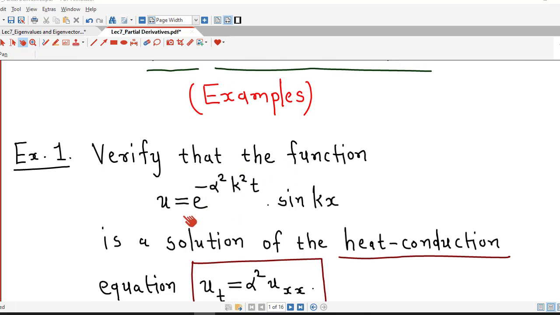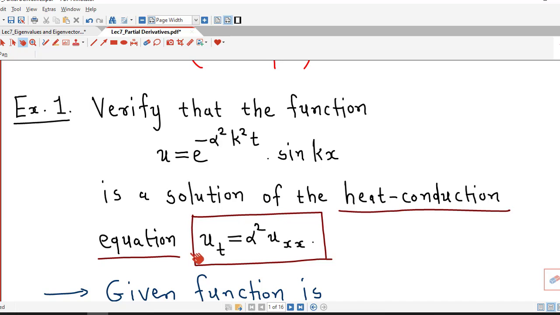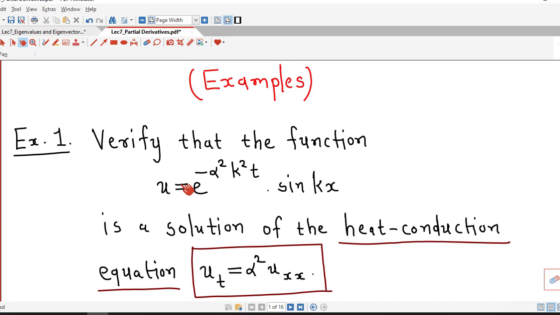Verify that the function u equal to e to the power minus alpha square k square t times sin kx is a solution of the heat conduction equation del u by del t equal to alpha square del square u by del x square, where alpha and k are constants. So we have to show that this function u, which is a function of two variables, here u is a function of two variables t and x.